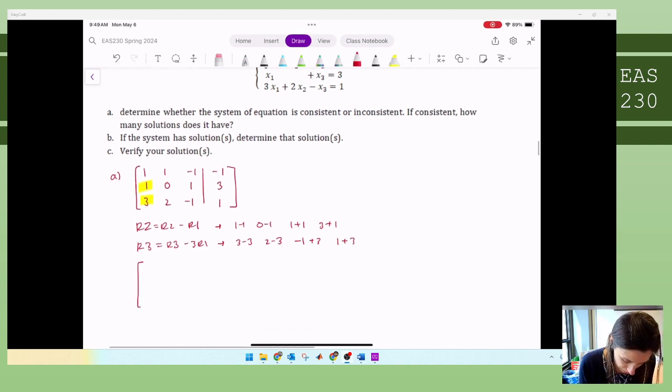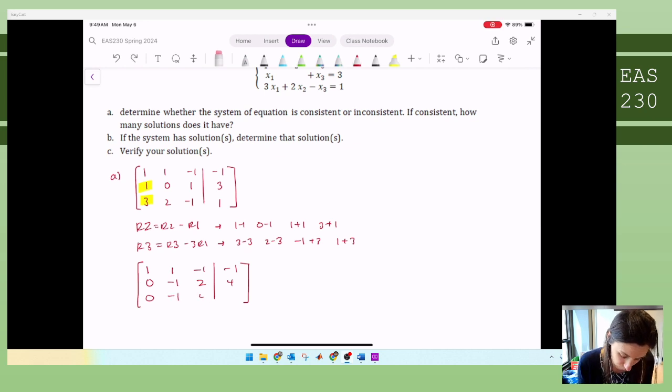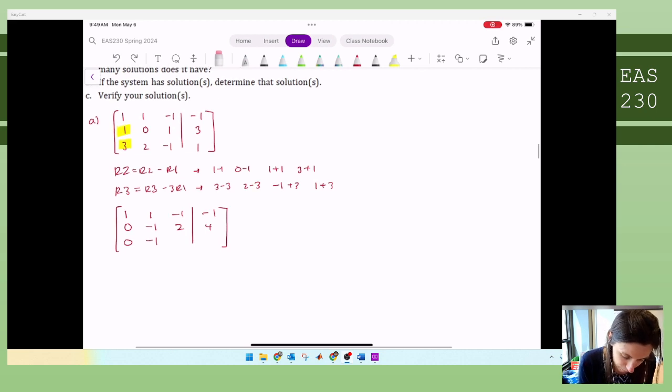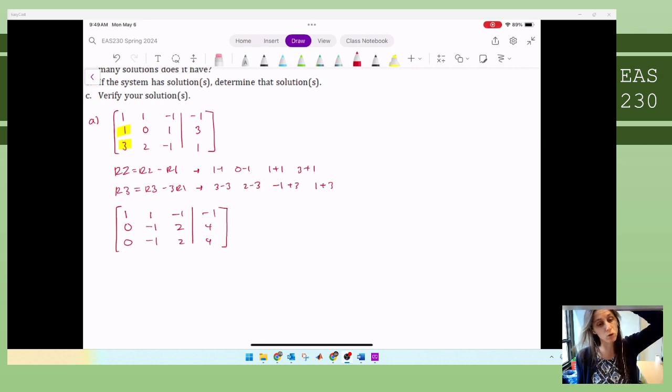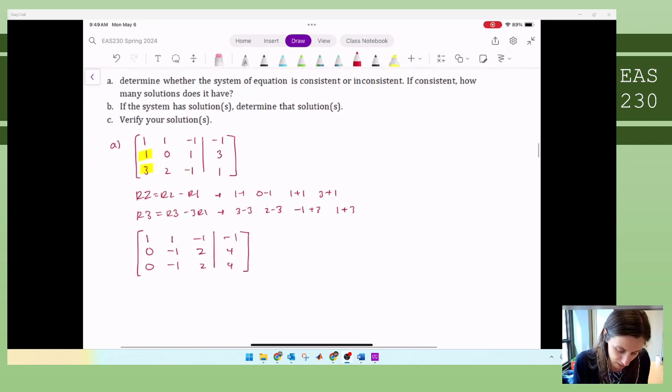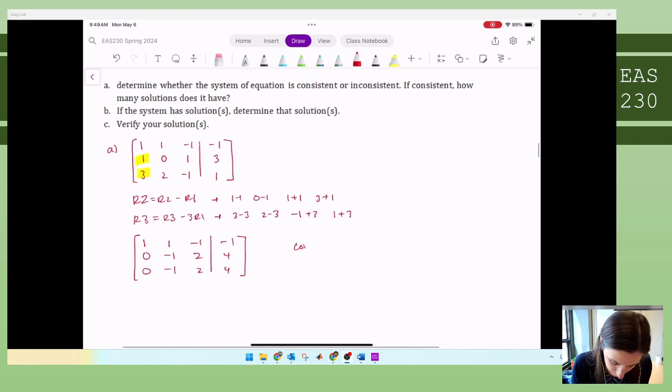So when I do that, row 1 doesn't change. Row 2 becomes 0, negative 1, 2, 4. Row 3 becomes 0, negative 1, 2, and 4. And automatically we can see that 2 of my rows here ended up being the same, so I can stop here and I can say my system is consistent and has infinite solutions.